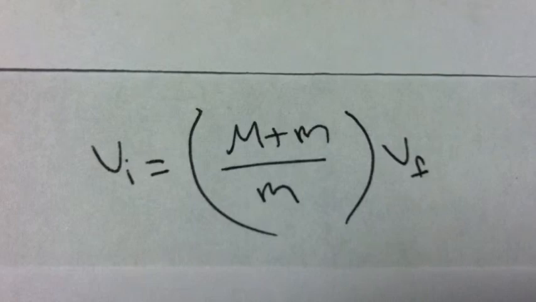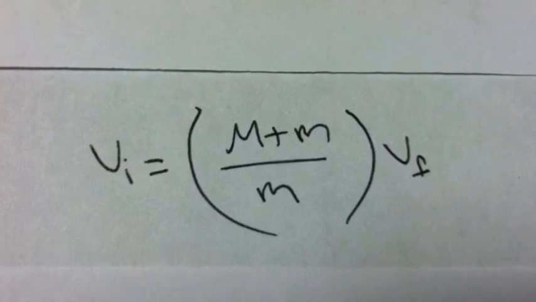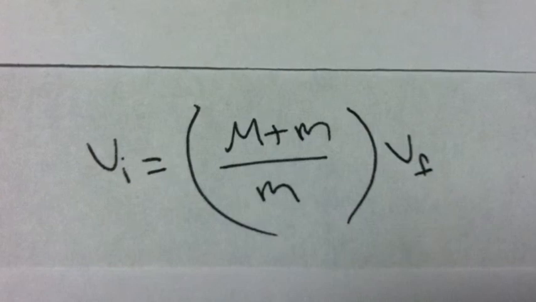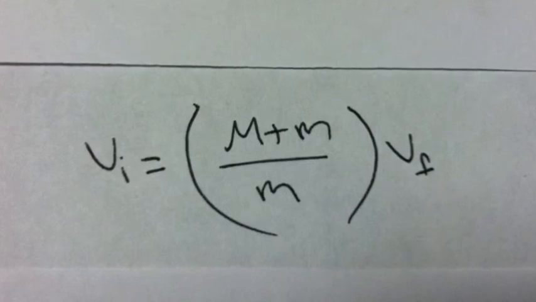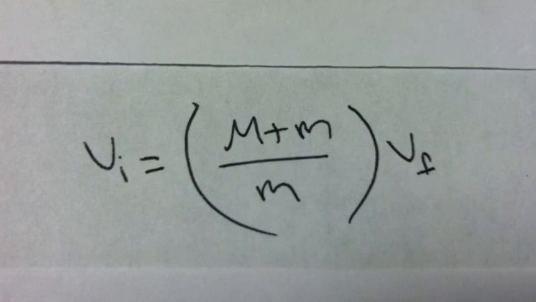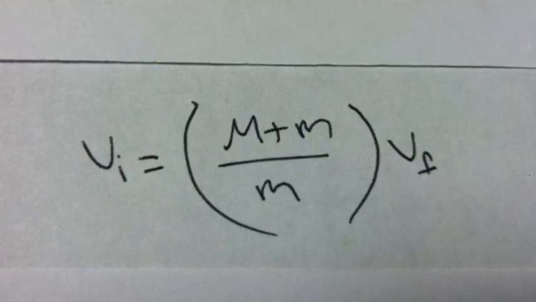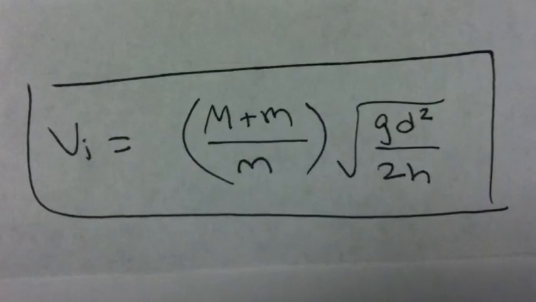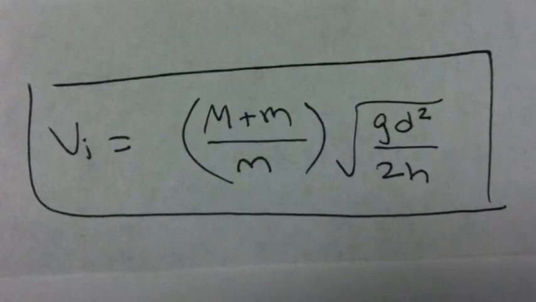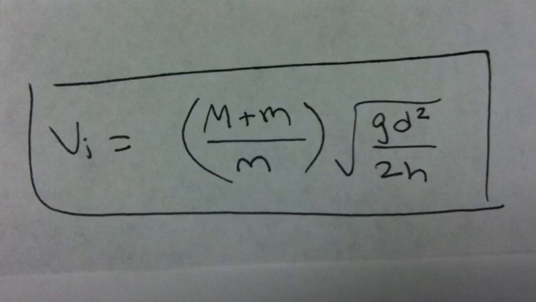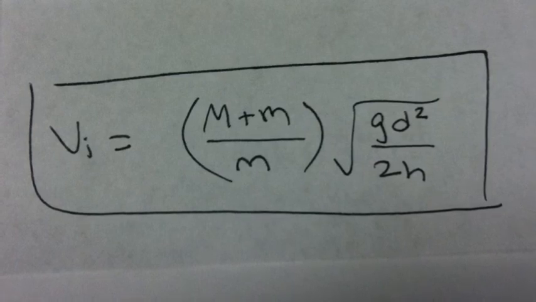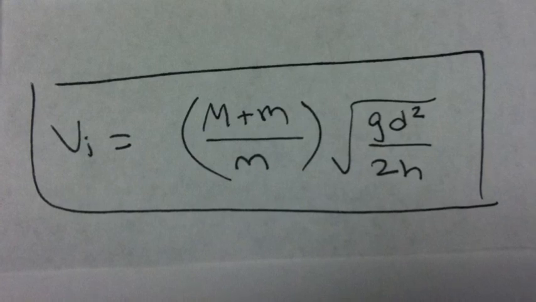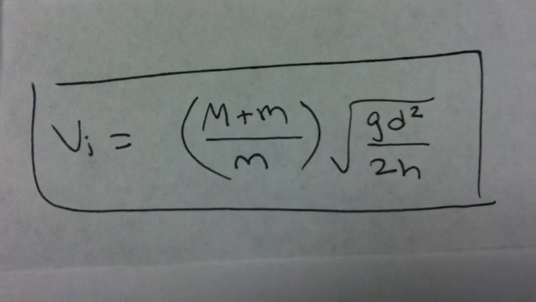Now that we have gotten velocity final in the terms that were given, we can now plug it into our velocity initial equation, which is equal to uppercase M plus lowercase m divided by lowercase m times velocity final. When you plug in velocity final, you should get velocity initial equals uppercase M plus lowercase m divided by lowercase m times the square root of g times d squared divided by 2h.